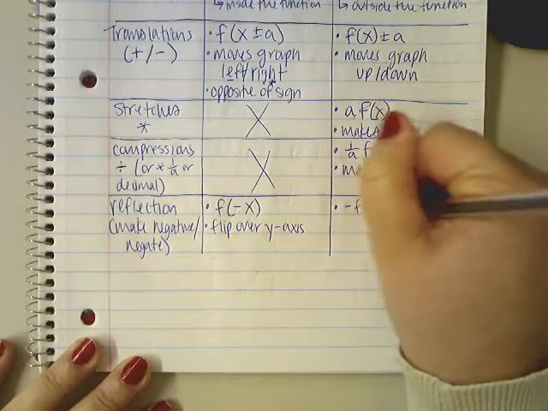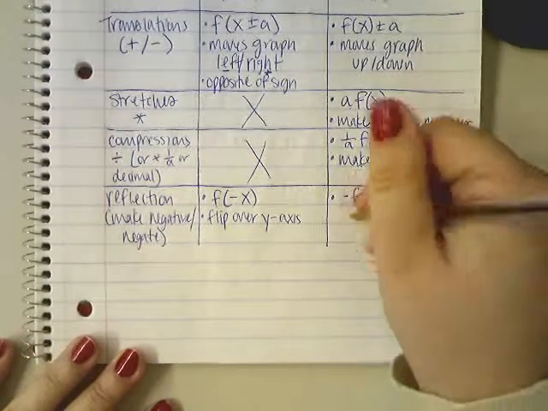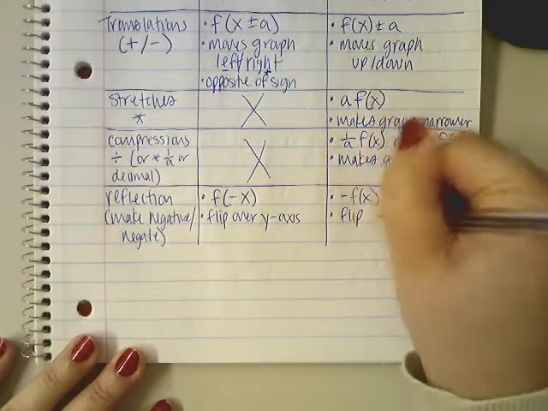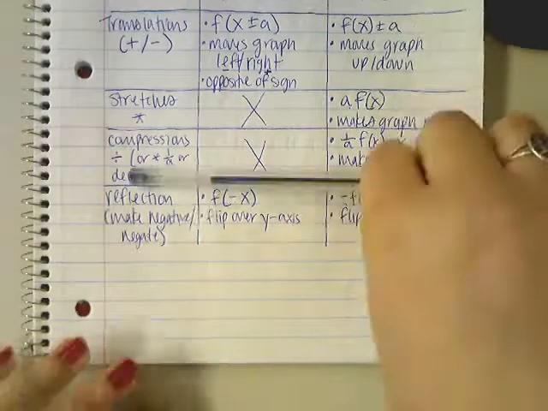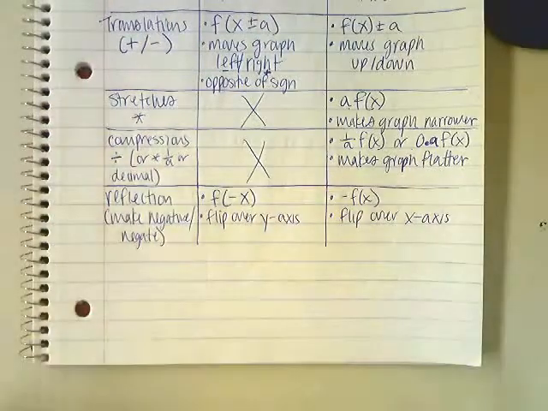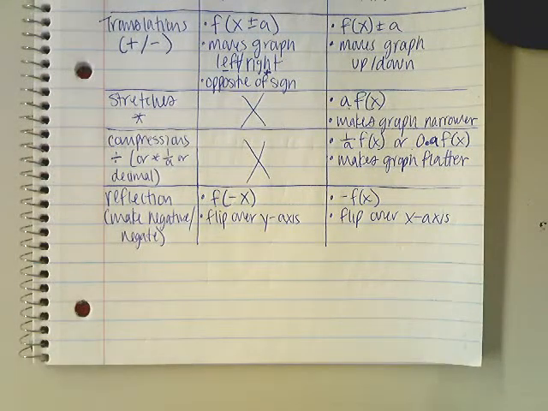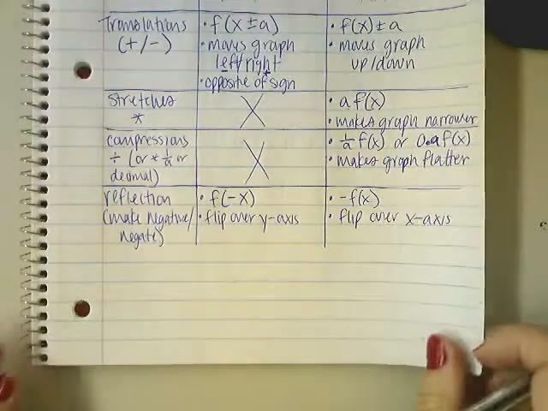And conversely, our vertical would be the negative outside the function, and it's going to flip over the x-axis. Since our x-axis is the horizontal axis, if we flip over it, we're flipping up and down, which is a vertical reflection. All right, so this is the overview, and I know that's a lot of information and it's probably super confusing. So I'm going to break down what we're doing with an example on the next page.